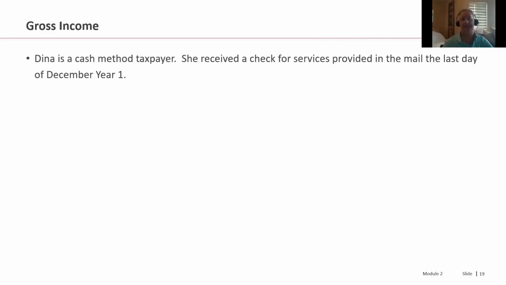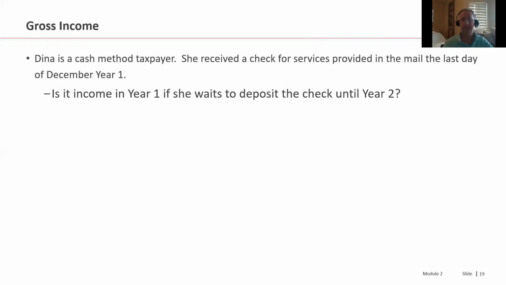Dina is a cash method taxpayer, and she receives a check in the mail for services provided in December of year one. Is it income in year one if she waits to deposit the check until year two? The answer is, yes, it's still income. She's received it, she's in control of it, and there's no substantial limitation on it. She's in constructive receipt of that income.